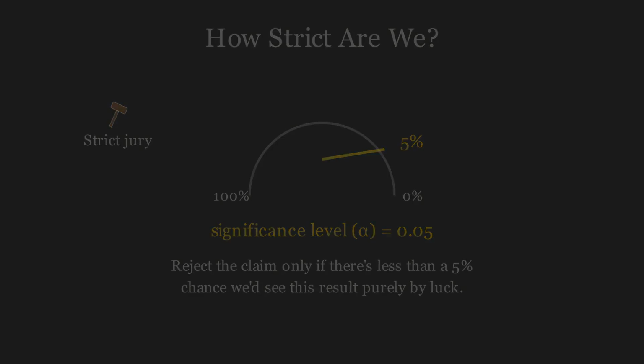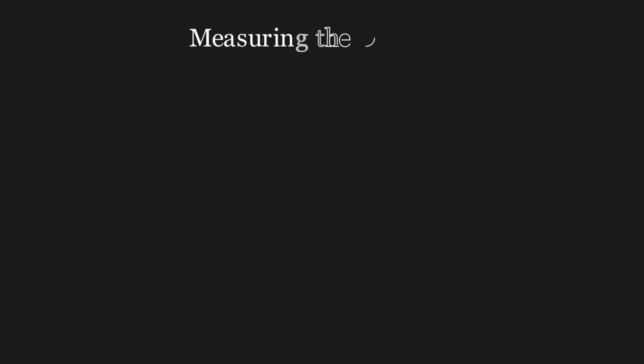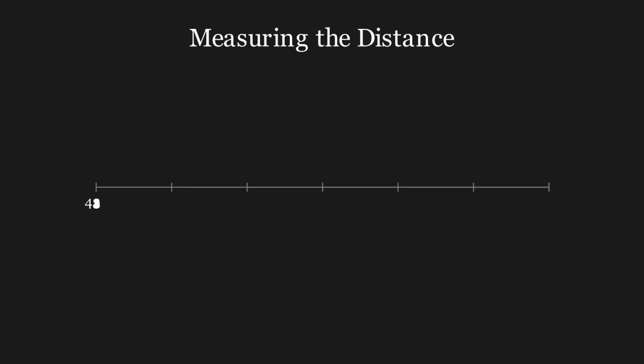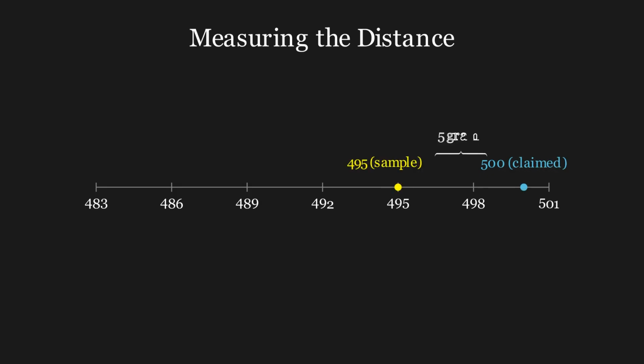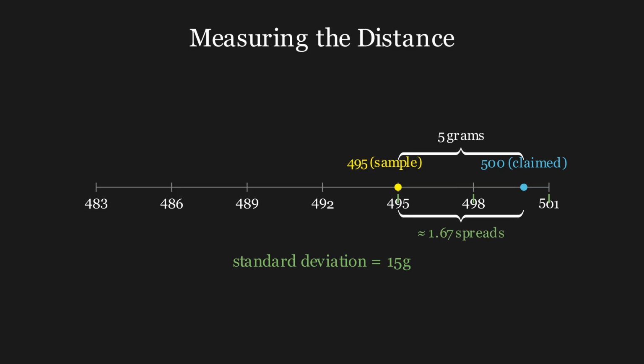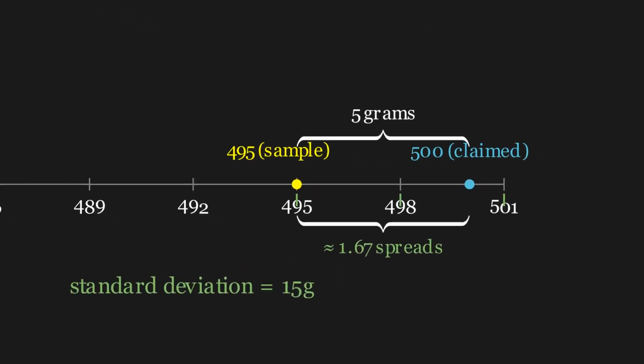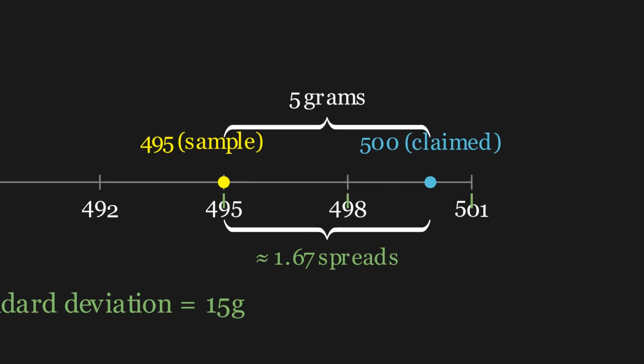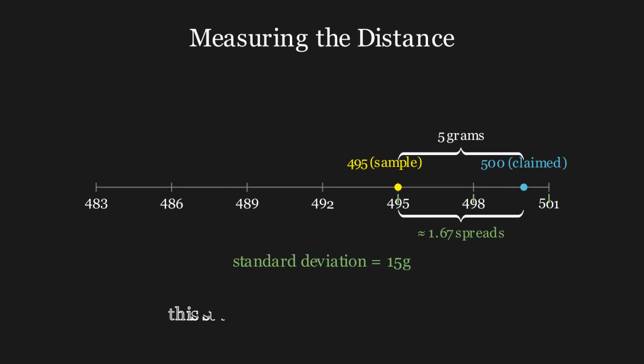Next, we need to measure just how far our sample result is from what the company claims, not in grams, but in a standardized way that lets us compare it to a known scale. This measurement is called a test statistic, and since we know how spread out box weights typically are, let's say past data shows a standard deviation of 15 grams, we can calculate what's specifically called a z-score. A z-score just tells you how many typical spreads away from the claimed average your sample result landed.